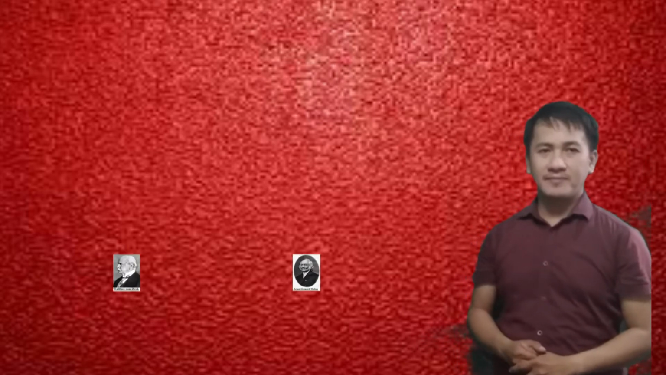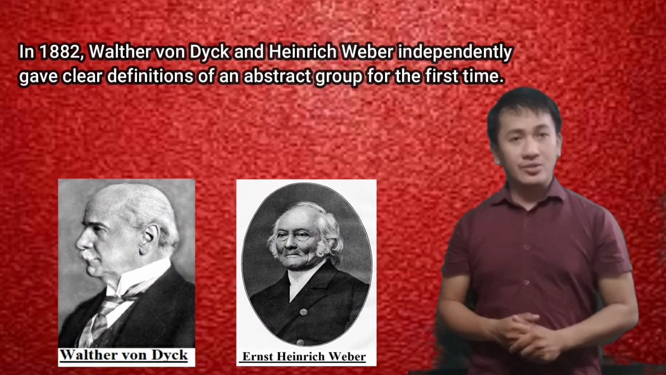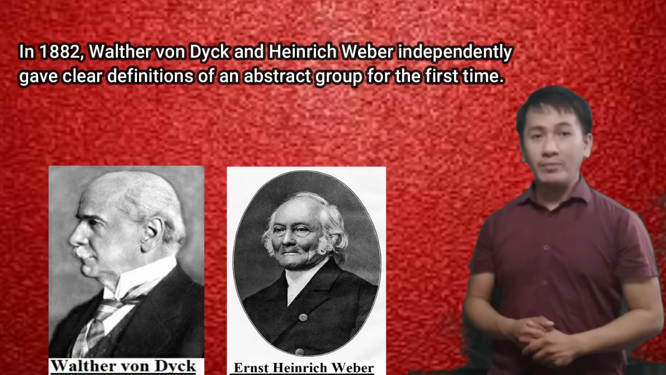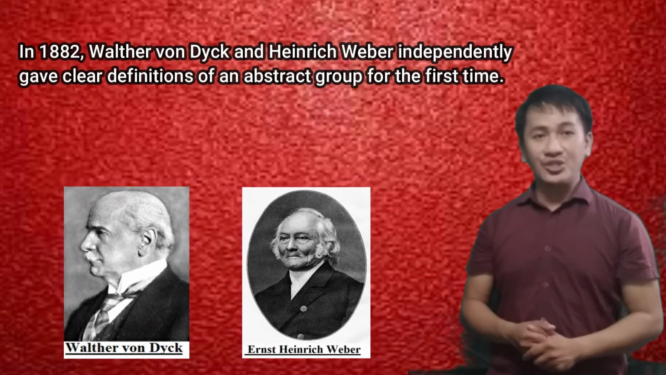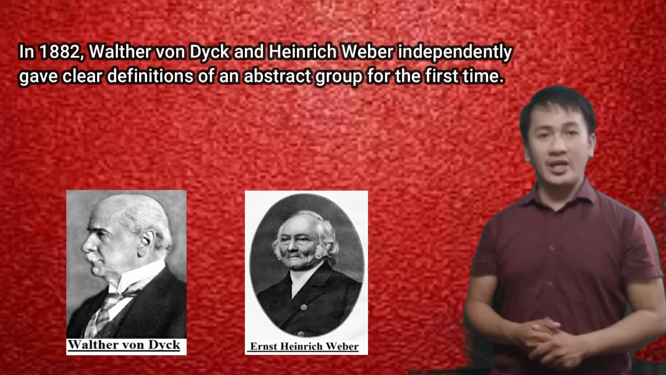But before we start, let me ask this question. Who were the mathematicians behind this group theory? In 1882, Walther von Dyck and Heinrich Weber independently gave a clear definition of an abstract group for the first time.